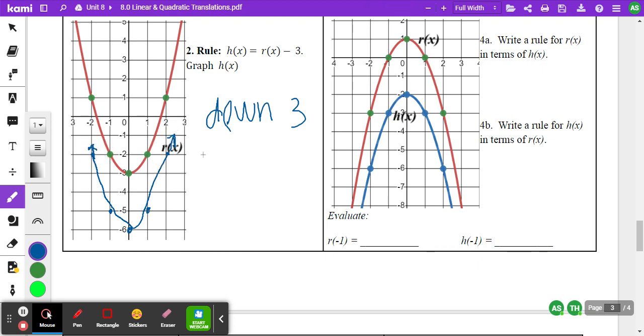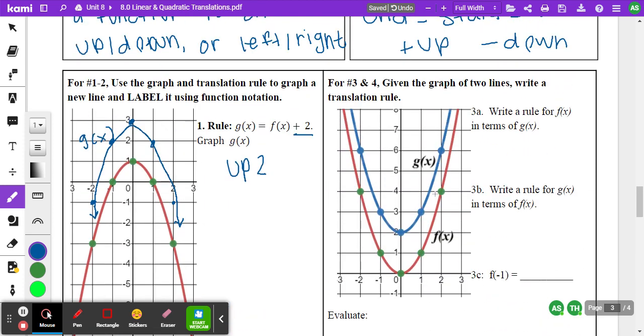And there you go. On the right-hand side, you are given the graph of 2 lines and you need to write the rule. So 3a says write a rule for f of x in terms of g of x. So we are writing a rule for f of x. So we need to start at g of x and see how we're translating. So it looks like if you start at g of x, each point moves down 2. So we're going to have g of x minus 2.